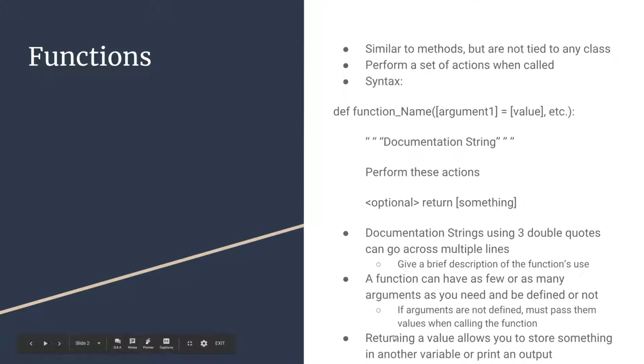And then lastly, what returning a value means is that you're going to store something in another variable or print it to an output. So at the end of a function, you can return something, meaning this function will output it. So wherever you're calling it, it will then output it there. So you can either store it in another variable or you could print it directly.